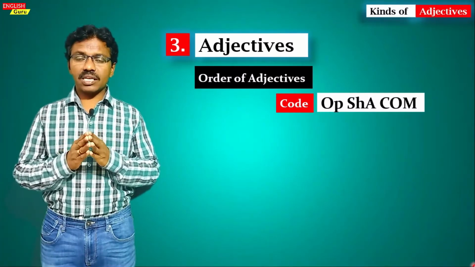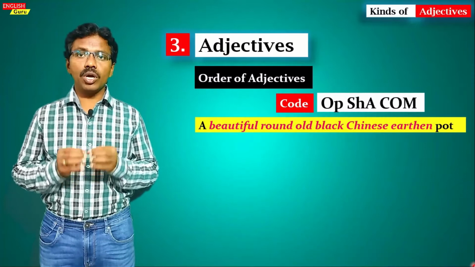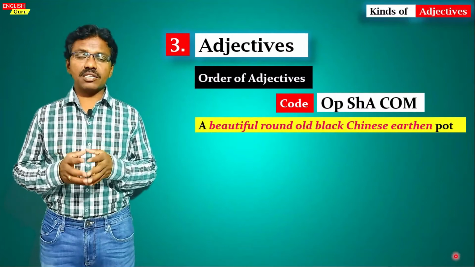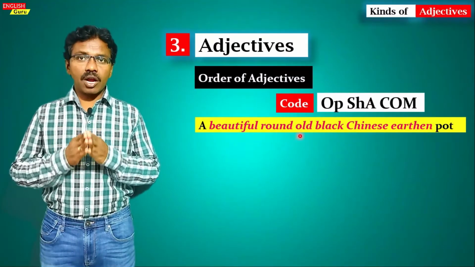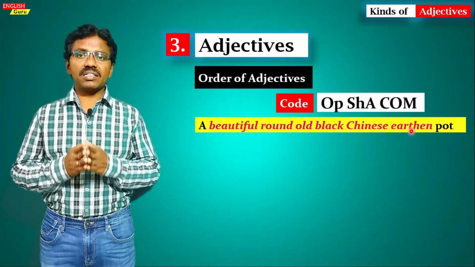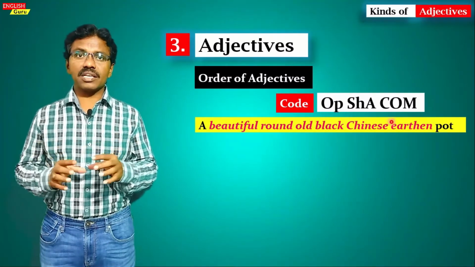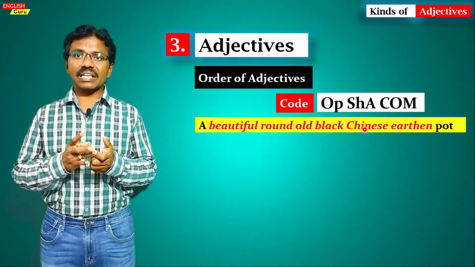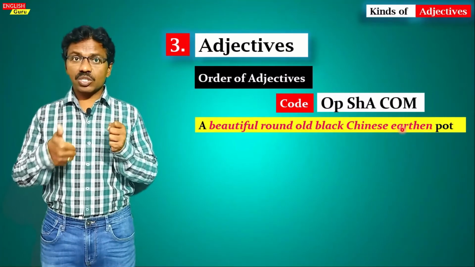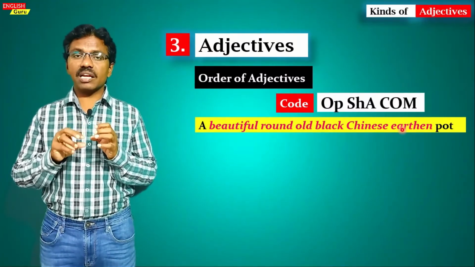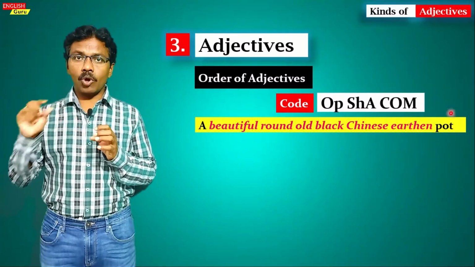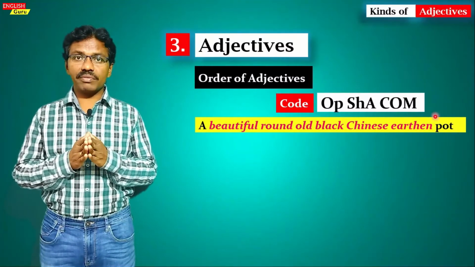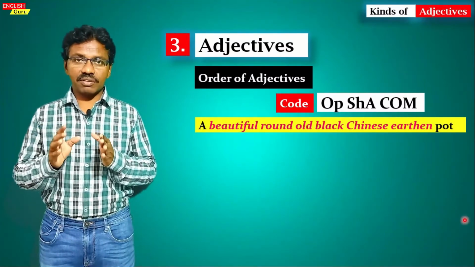For example, let us take a sentence like: a beautiful round old black Chinese earthen pot. Here, beautiful, round, old, black, Chinese, earthen, this entire phrase is adjectives. So there are 6 words. These 6 words are describing or talking about the pot. So all these 6 words are adjectives only. But what is the order? That is very very important. So this is the right order which is given in the sentence.